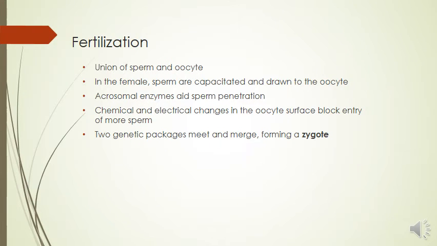In fertilization, you have the union of the sperm and the oocyte. In the female, sperm are capacitated and drawn to the oocyte. Acrosomal enzymes aid sperm penetration, and chemical and electrical changes in the oocyte surface block entry of more sperm. Therefore, two genetic so-called packages meet and merge and form a zygote, a diploid organism.